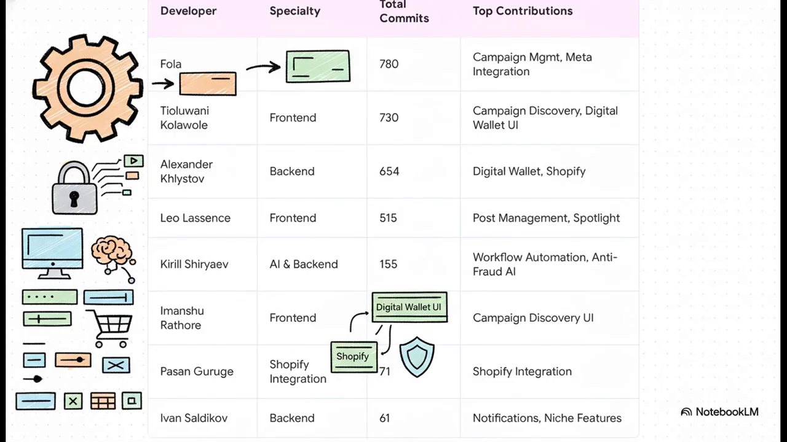You can see Fola, the lead backend developer with the most individual commits, driving those core features. We've met our front-end powerhouses, Tielawani and Leo, who built that user experience, and Alexander, the architect of that crucial digital wallet. And you can see the specialists who defined that 2025 leap, Kirill on the AI and Passan on Shopify. They were backed up by Imanshu on the UI and Ivan on other key back-end features. It's such a clear picture of how all these different specializations had to come together to build one product.